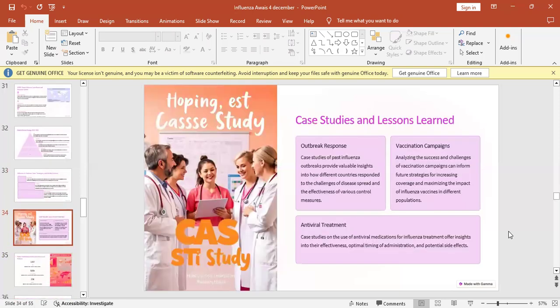Now the case studies and the lessons learned. Outbreak response: case studies of past influenza outbreaks, which I have already shown from 1918 to 2019. The outbreaks provide valuable insights into how different countries responded to the challenge of disease spread and the effectiveness of various control measures.